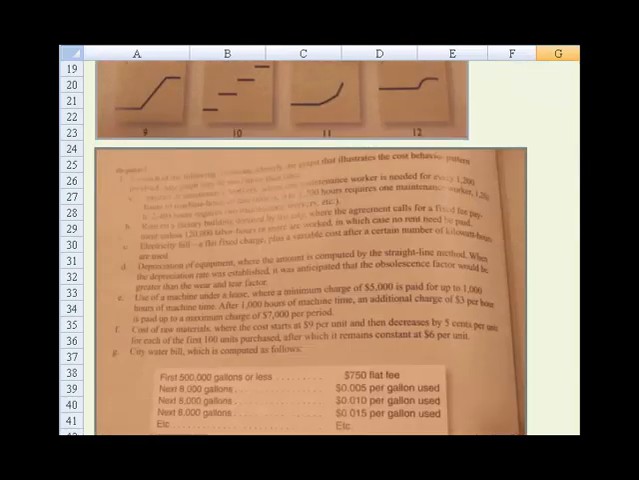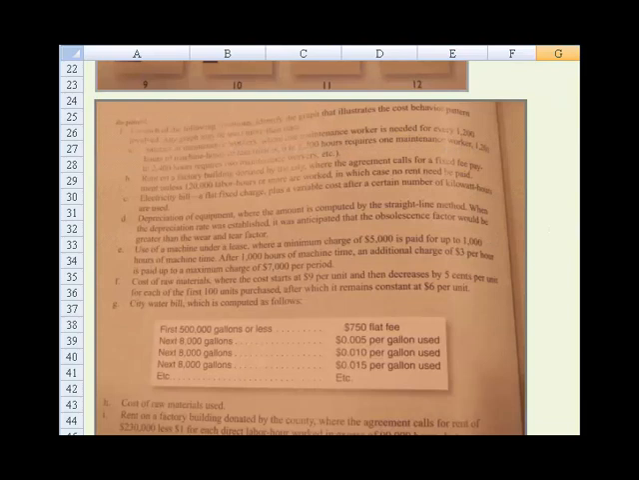Okay, let's go on and look at G. In G we've got some table data. City water bill, which is computed as follows. So the first 5,000 there's a 750 flat fee. Next 8,000 gallons we have to pay, it looks like half a cent per gallon. Next 8,000 it goes up to a penny per gallon, and 8,000 after that is 1.05. And we see this same pattern.